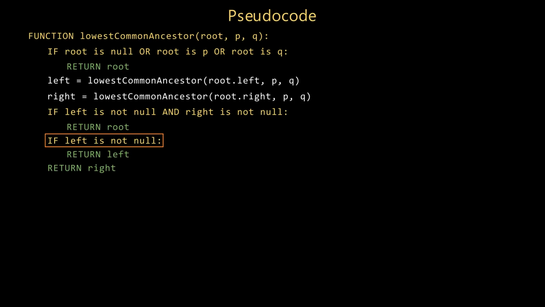If only the left side found something, we relay that pointer upward. Return left. Otherwise return right, which may be null if neither subtree contained p or q below this root.